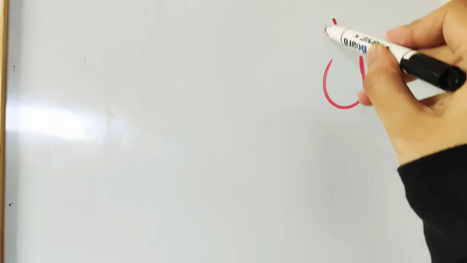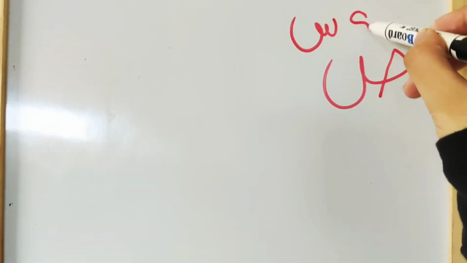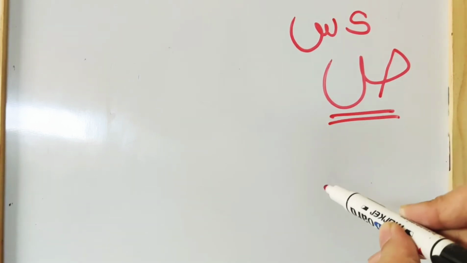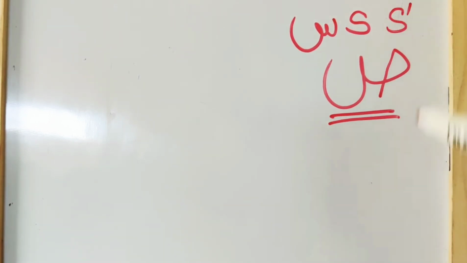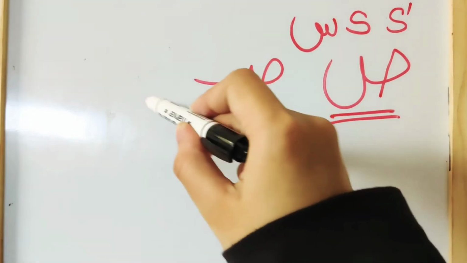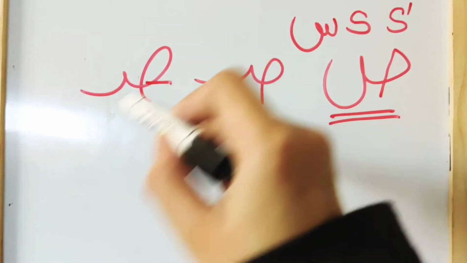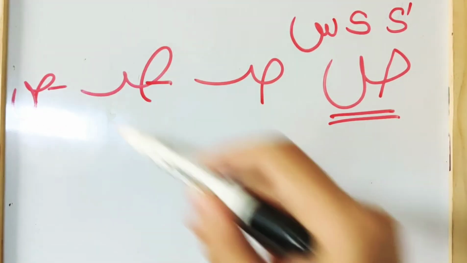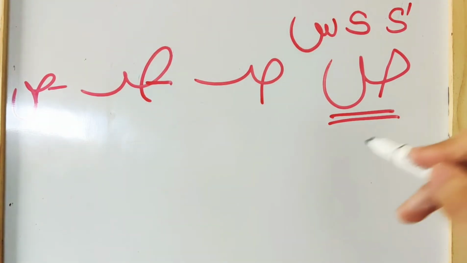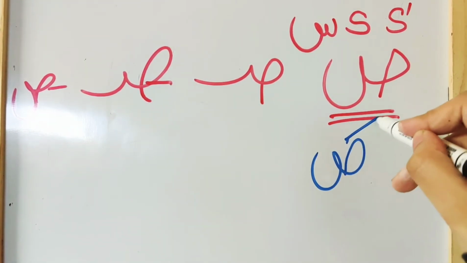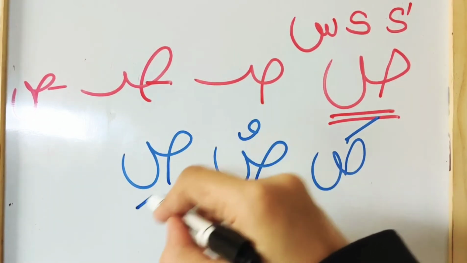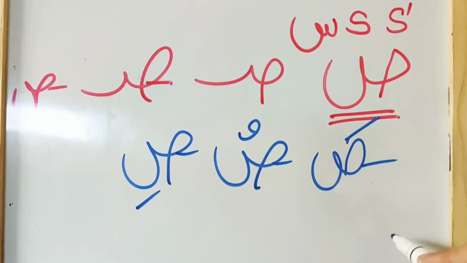Alright, for today's lesson, we're going to take the letter Sod. It's different from the S or the Sin, in that it's a little bit more pronounced than the regular S. It's Sod. This is how we write it in the beginning. I mean, in the middle. The beginning, the end. Beginning, middle, and end. Alright, this is how we read it: Sod with fatha, Sod with dhamma, Sod with kasra, Si.